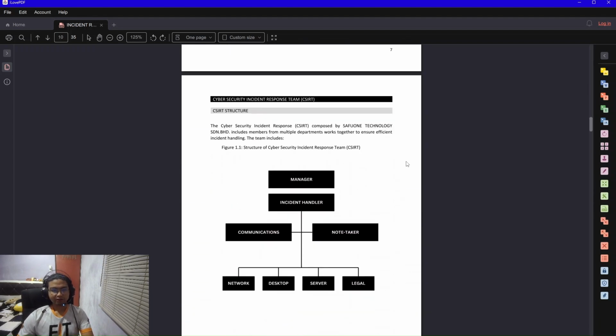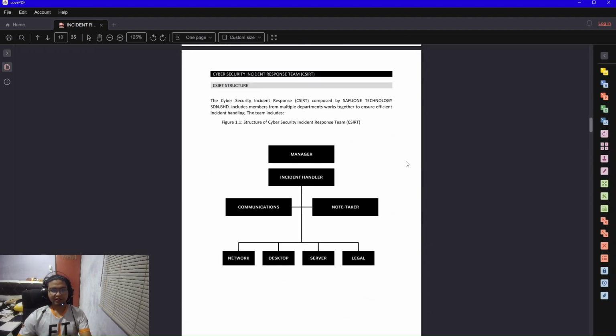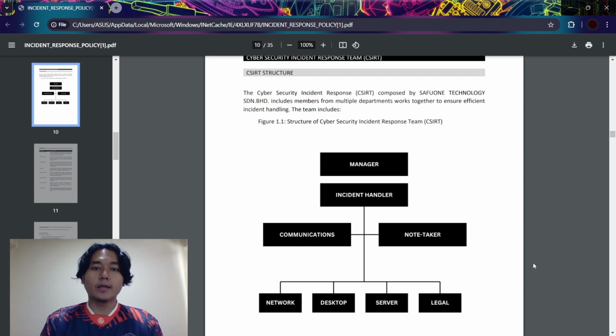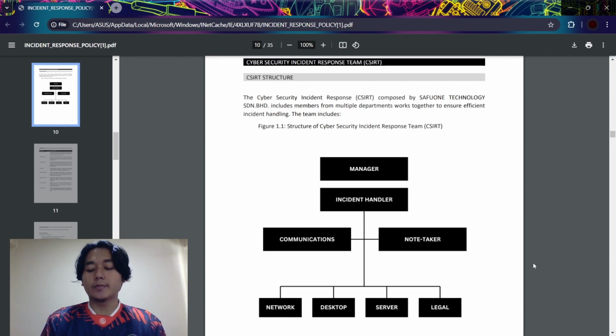Next up, I will pass it to my team member to present the incident response team. Hi, Assalamualaikum. My name is Safuone and I will be the next presenter. I will present about the Cybersecurity Incident Response Team, which I will call CSIRT.